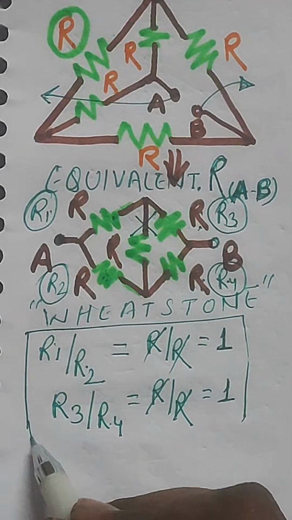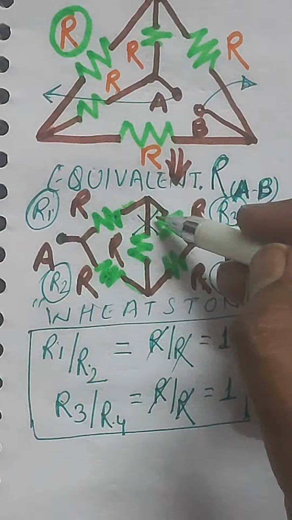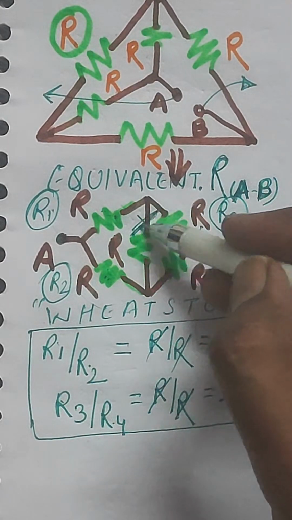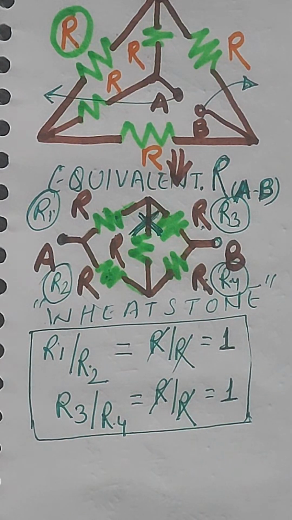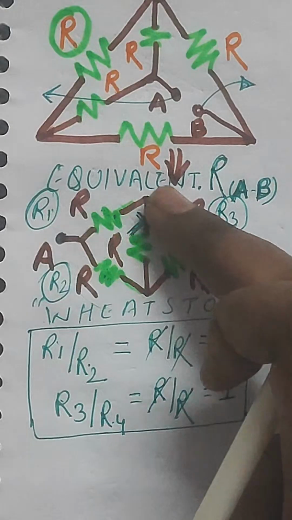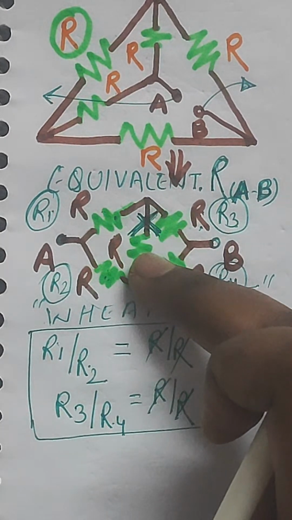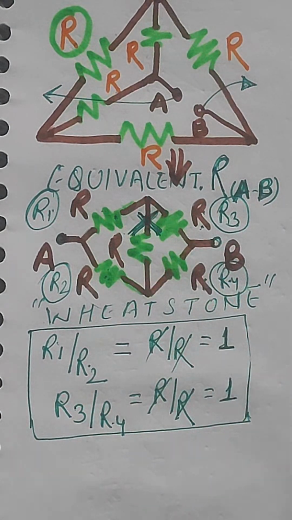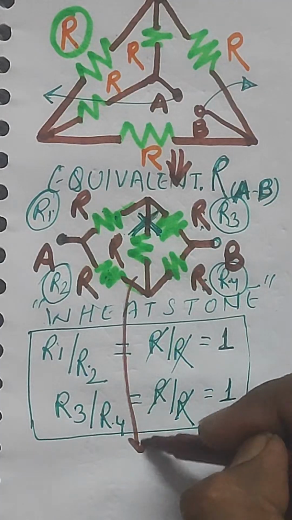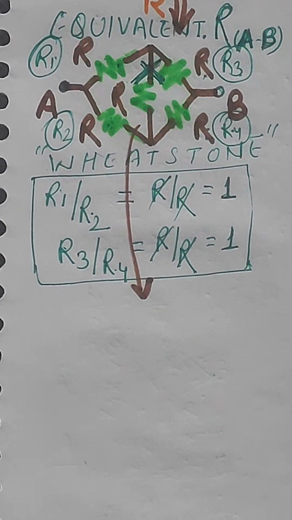When this condition is followed, then in that case there will be no current flowing through this branch, no current, right? So if there is no current flowing through the central branch, as when the Wheatstone bridge had a galvanometer, if you recall, then the above circuit will be simplified and it will just look like this.